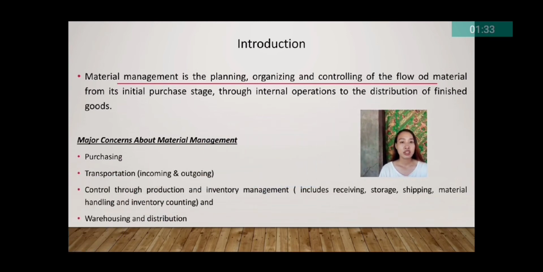Then, these are the measures concerned with the management. First, purchase, transportation, including incoming or outgoing inputs or outputs. Control through production. Inventory management includes receiving, storing, shipping, material handling, inventory counting, and lastly, warehousing and distribution.